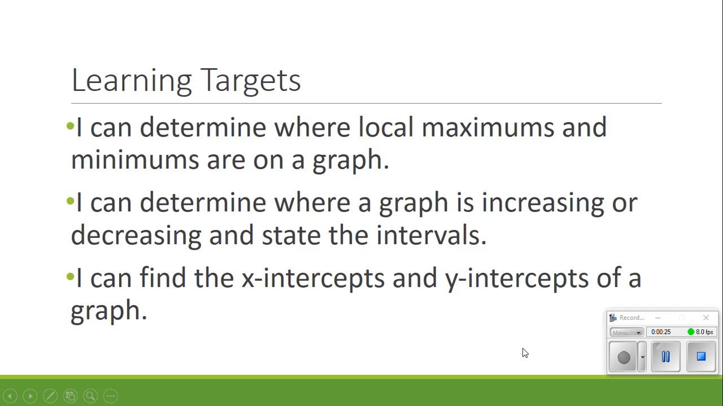All right, so the first thing we're going to do is talk about the learning targets. I can determine where the local maximum and minimum values are on the graph. I can determine where a graph is increasing or decreasing and state the intervals. And I can find the x-intercepts and the y-intercepts of the graph.